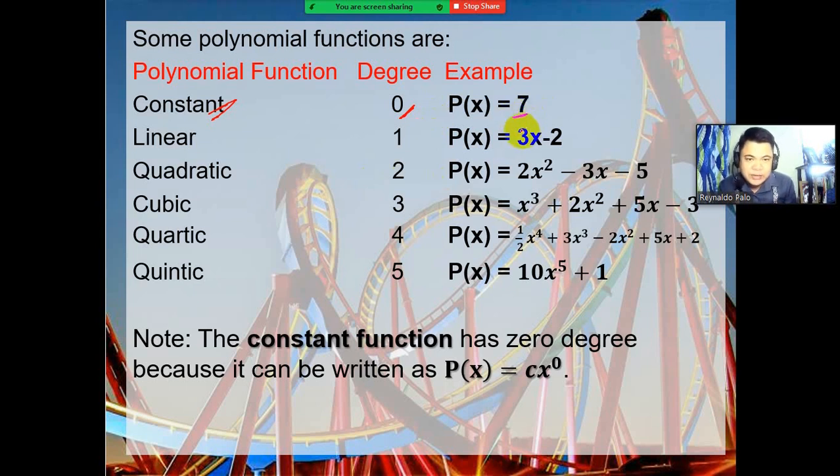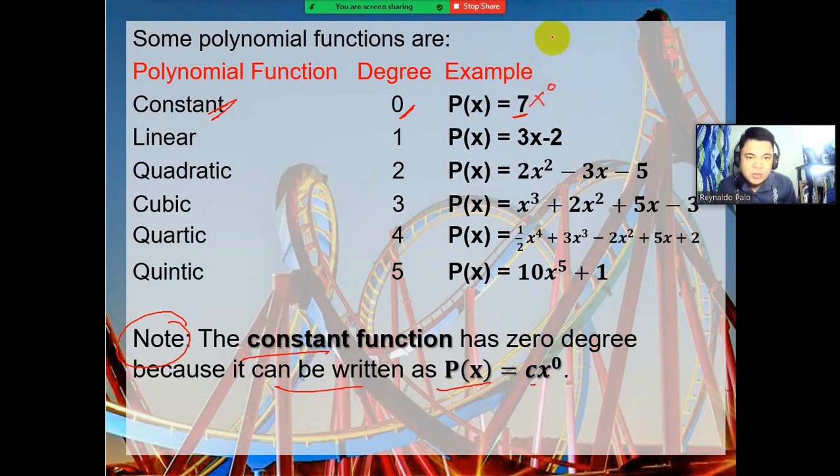Where's the letter? The letter is there. It's just that the degree of a constant is 0. So you have to take note of this. The constant function has 0 degree because it can be written as p of x equals cx raised to the power of 0. So this can be written as 7x raised to the power of 0. How come it became only 7?